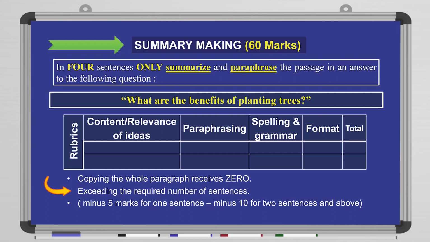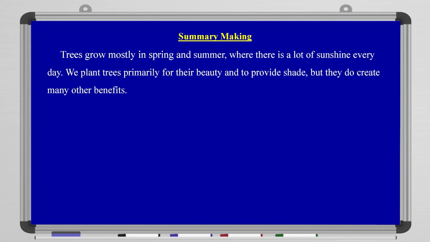Exceeding the required number of sentences. What does that mean? I'll explain it. If you write 5 sentences, then you lose 5 marks. If you write 5 to 6 sentences, then you lose 10 marks. Again, we only want 4. Let's go ahead and read the text together.